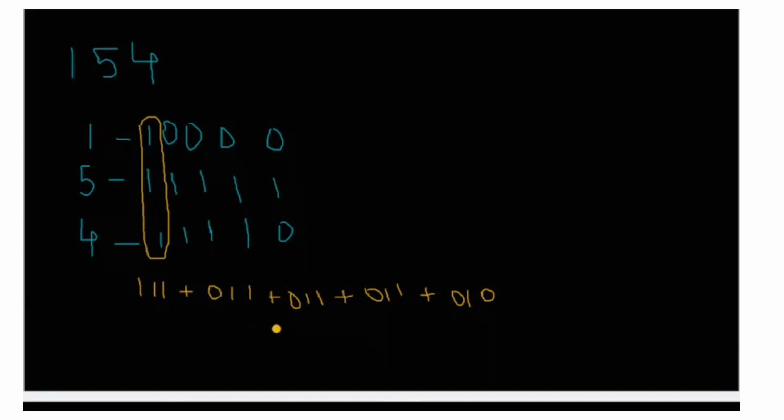Okay, now add this up and check. 1 plus 1, 2, 3, 4. Let's take the middle ones: 1, 1, 1, 1, 1, 5. The first one, that's 1, so this sums up to 154. How many numbers were there? 5.